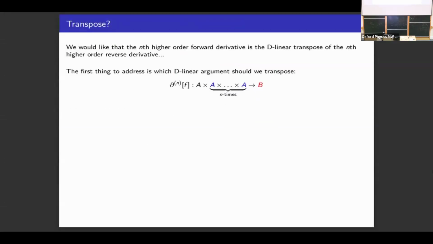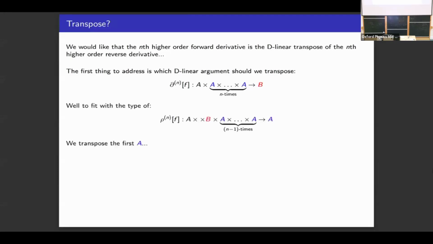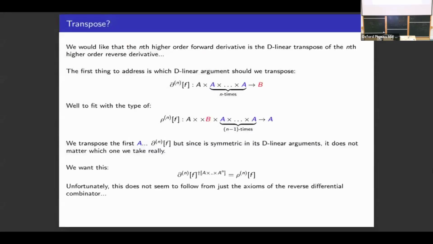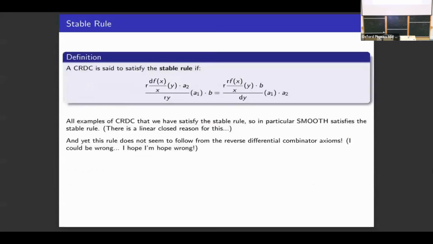So we'd like this higher order reverse derivative to be the transpose of the higher order forward derivative. Unfortunately, because I'm running out of time, this doesn't happen. I don't know why. I've tried really hard to make this work, but there seems to be an axiom missing. So essentially, this is why we had to introduce what's called the stable rule. The stable rule was introduced by Aaron and me just to make the higher order reverse derivative in fact be the transpose of the higher order forward derivative.